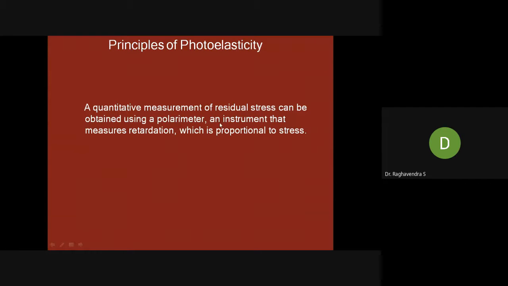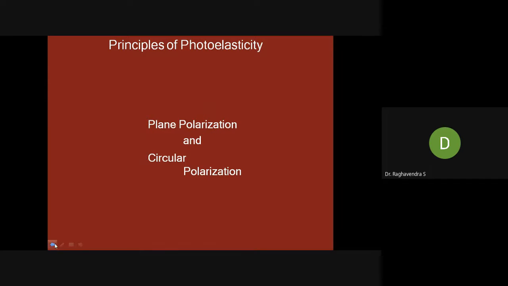A quantitative measurement of residual stress can be obtained using a polarimeter, an instrument that measures the retardation, which is proportional to the stress. Of course, I told you the importance of residual stress. It should be free whenever you are using the material. So once you measure the retardation value using a polarimeter a number of times, then you can tell that before taking the photoelastic material for testing, the material should be free from residual stress. Plane polarization and circular polarization.